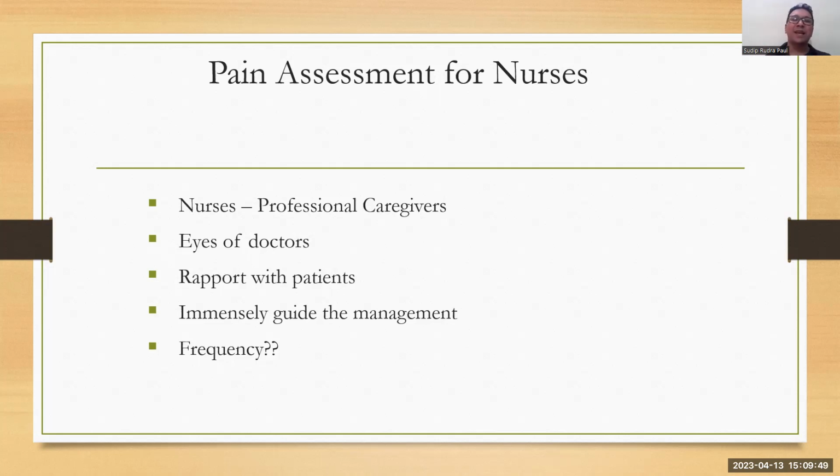Next, it will immensely guide the management. Whenever we have a good rapport, then we can give our input perfectly, and it will immensely guide the management in the perfect way.